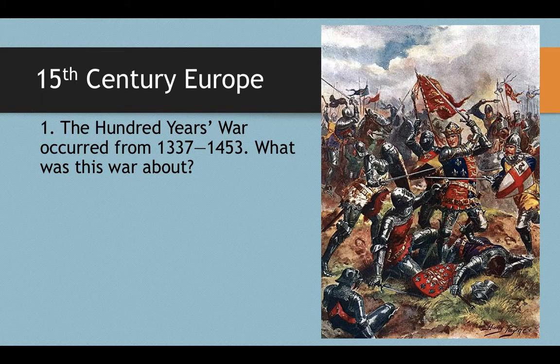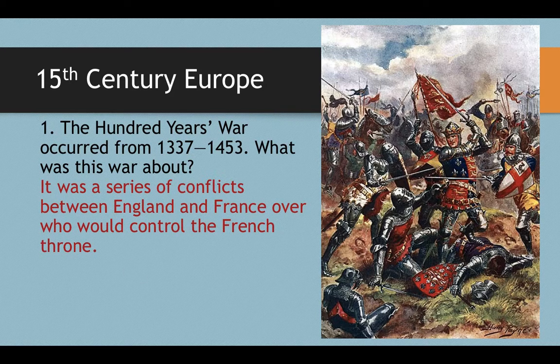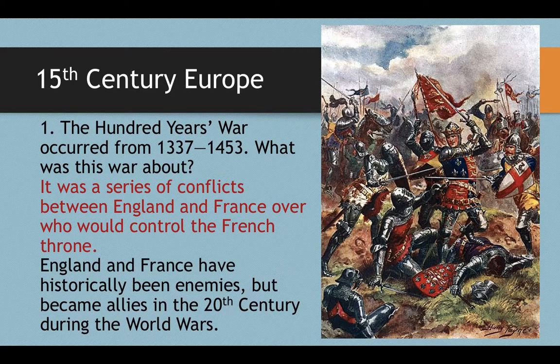Now, the first thing we're going to talk about is the 100 Years' War. Now, this war lasted over 100 years. You imagine a war lasting that long. This was a series of different conflicts between England and France over who would control the French throne. Now, England and France have historically been enemies. They have pretty much always hated each other, always been fighting each other in different wars, especially with the 100 Years' War, which is basically England versus France for over 100 years.